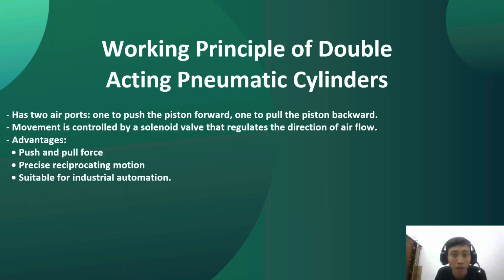Next, working principle of double acting pneumatic cylinder. It has two air ports, one to push the piston forward, one to pull the piston backward. This is how a double acting pneumatic cylinder works. Movement is controlled by a solenoid valve that regulates the direction of airflow, air pressure, push and pull force, precise reciprocating motion, suitable for industrial automation.